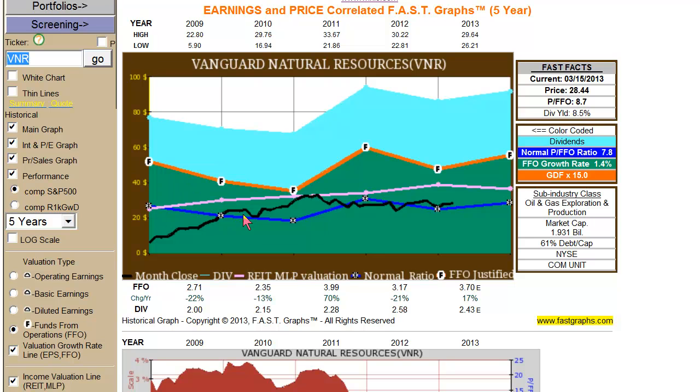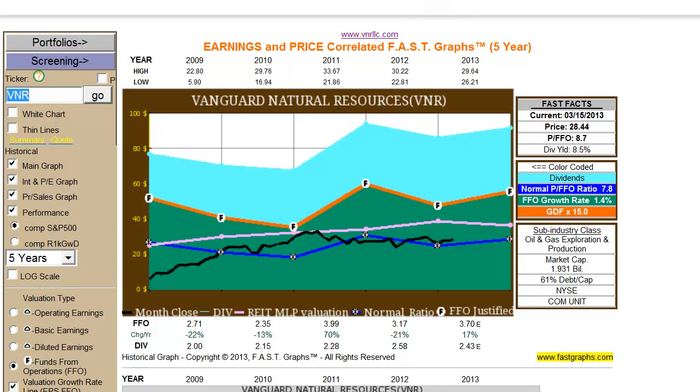But based on a normal price to funds from operations of 7.8, there was a time when it was only, if I look down here at this graph, trading at 1.7 times funds from operations at the beginning of 2008. And of course, it moved back up into line, got above that, and it's now currently tracking it pretty closely, or you could say it's only modestly above its funds from operations valuation. It's below the income line. And those are good things. It means this particular MLP might be undervalued with an 8.5% yield.